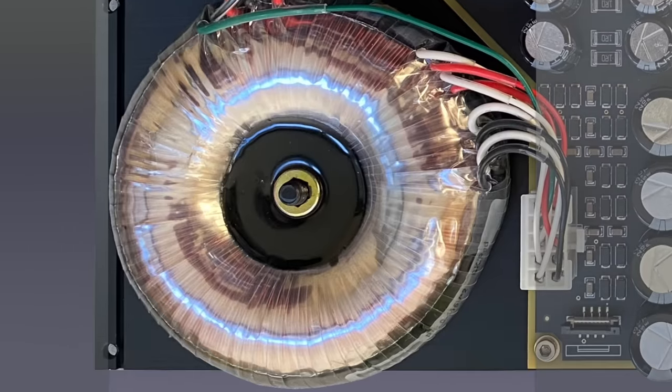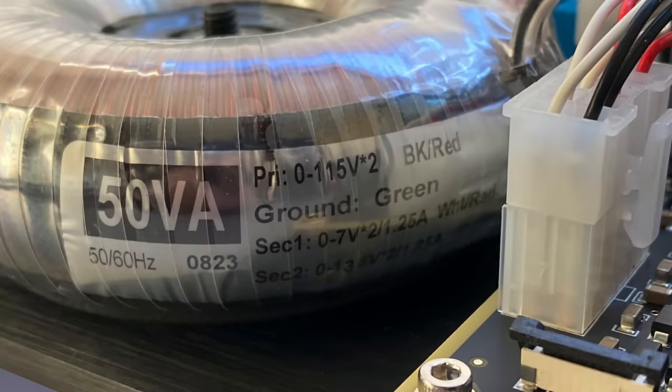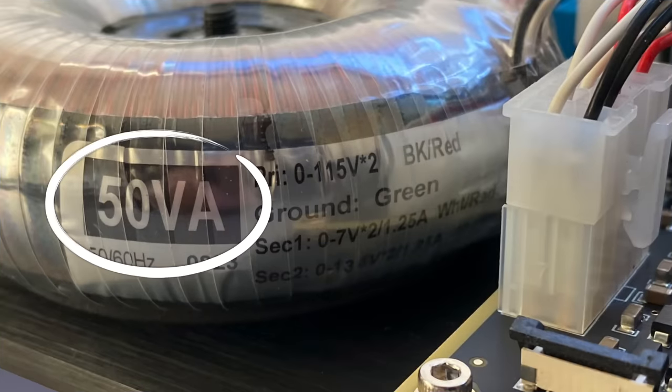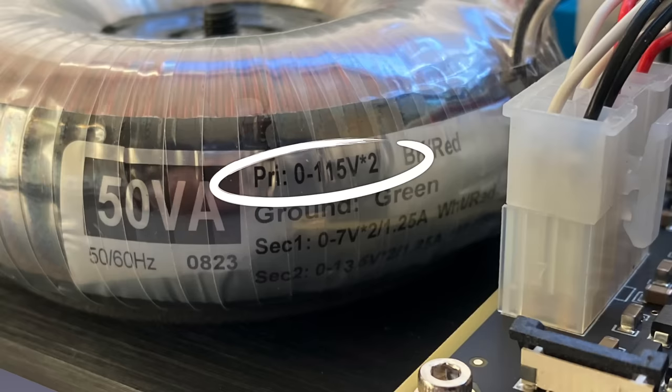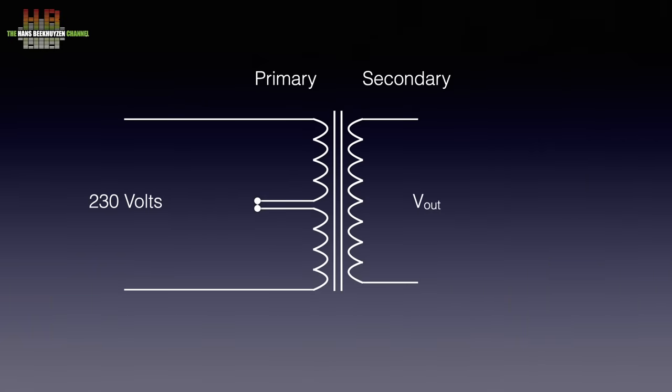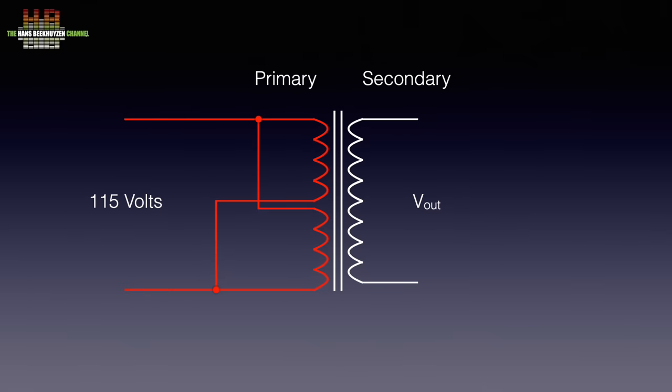When we look at the transformer, we see it can deliver 50 VA and has primary windings rated at 2 times 115 volts. Let me explain. When these two primary windings are in series, they are set for 230 volts, and when they are in parallel, they are set for 150 volts. The 220 volts indication on the switch thus is not completely correct, which of course isn't a problem, by the way. So let's continue.